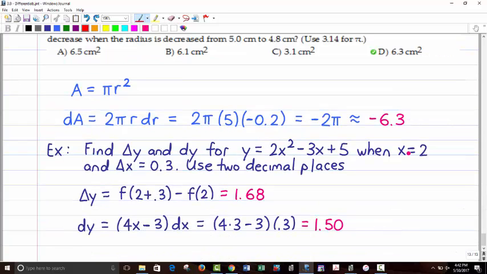So the last one here is a delta y and a dy. I guess I just felt like adding another one in there. That's good. So x is 2, delta x is 0.3. So we're going from 2 to 2.3 because it's x plus delta x, as I have right here. So the delta y would be f of 2.3 minus f of 2. It looks like I didn't show any work here, but I'll just tell you what I did. Put in 2.3 everywhere you see an x, and get a number. And then put in 2 when you see an x, and subtract those two.